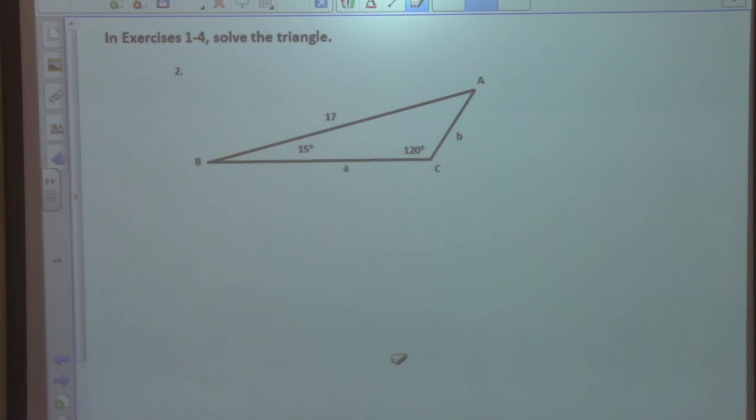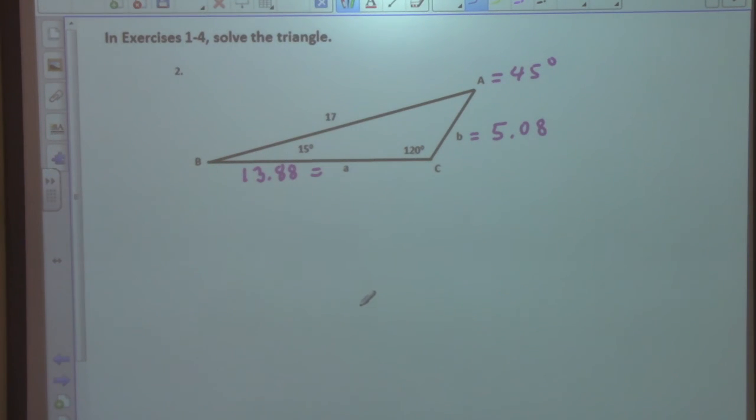And our next victim today is going to be Hannah. All right, Hannah, you got number 2. Yeah, I got it. For little a, I got 13.88. And then for big A, I got 45 degrees. And for little b, I got 1.08.